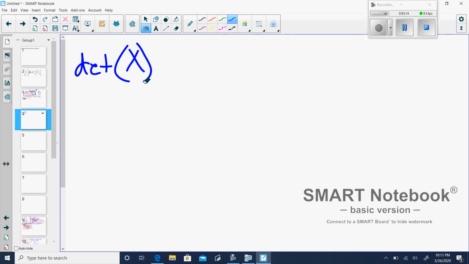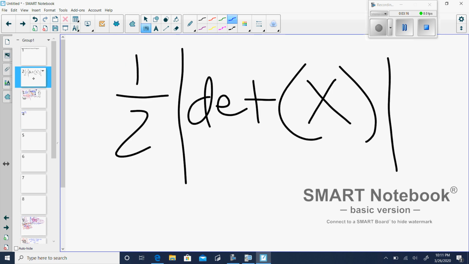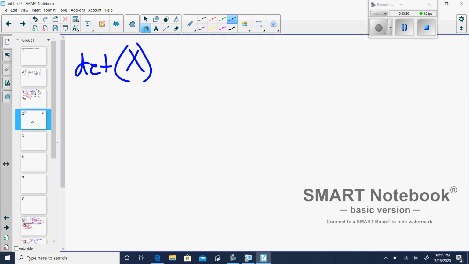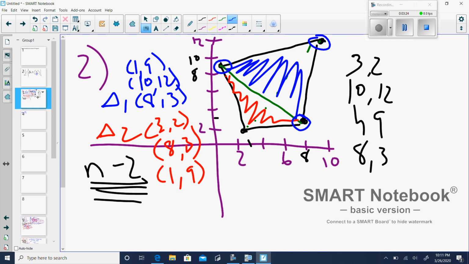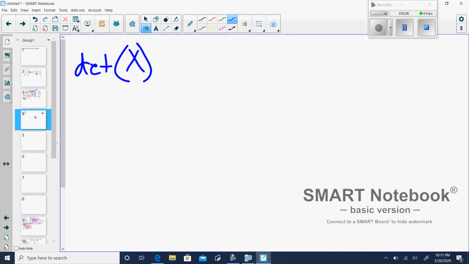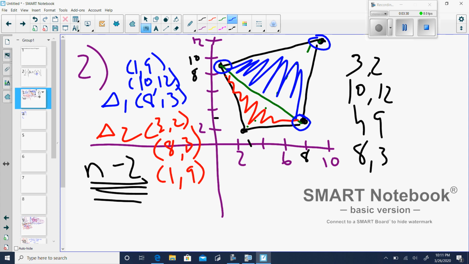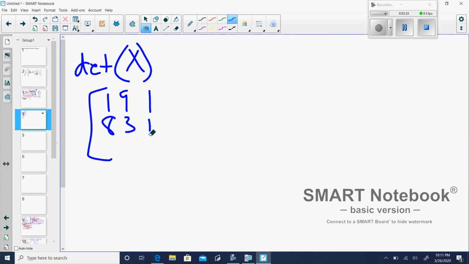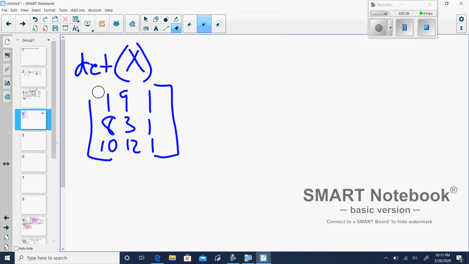All right. So let's get the determinant for what we're calling X, because that's what this is right here. This capital X that you see is really the matrix that we just created. So that matrix for triangle 1 is going to look like 1, 9, 1; 8, 3, 1; 10, 12, 1. So we've created the matrix.